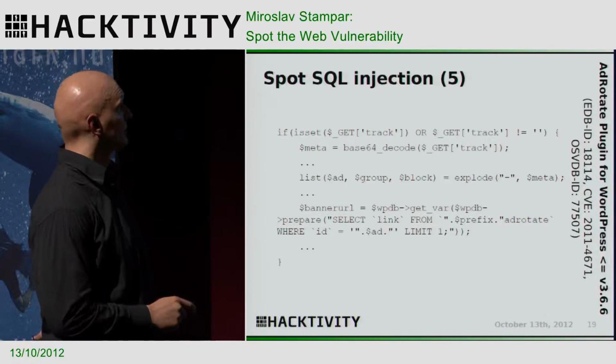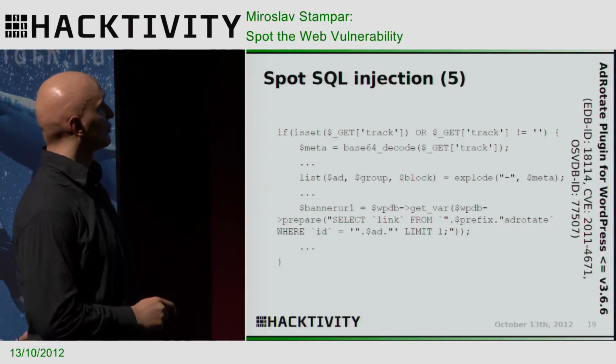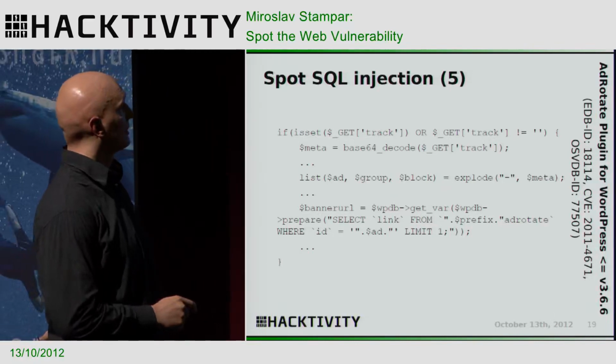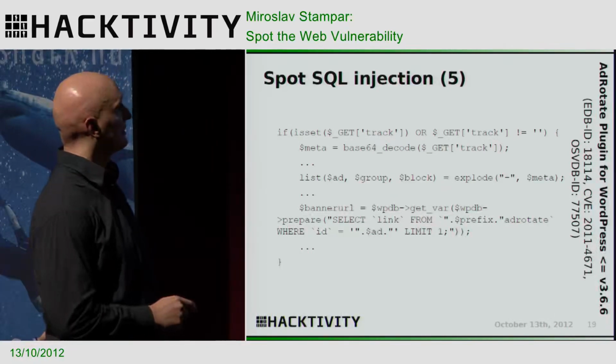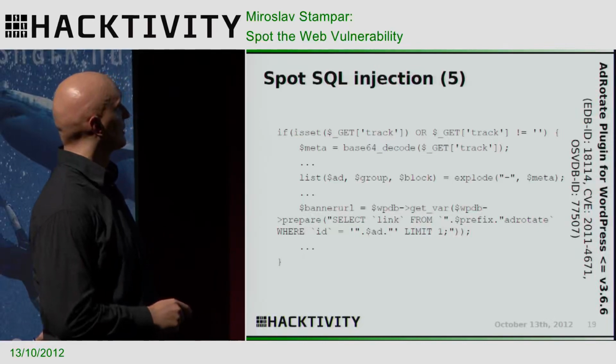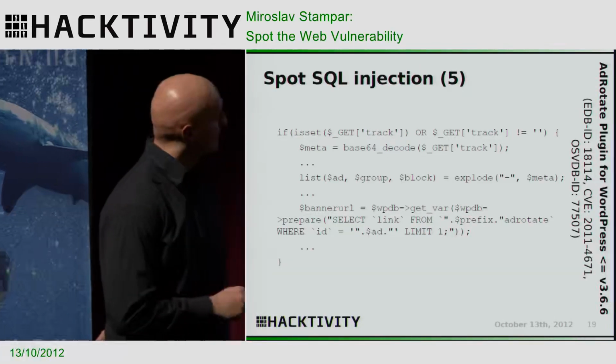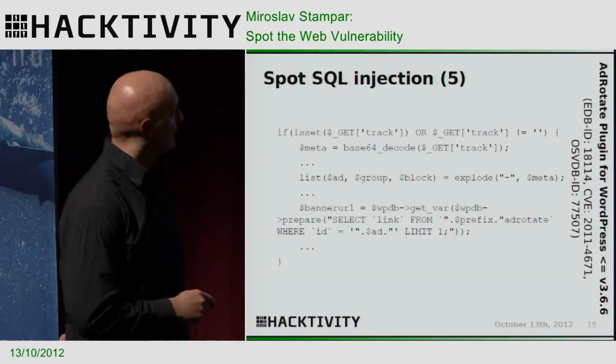It used some dashes to split add, group and block values inside the GET parameter value track. And afterwards it used just one part of that meta here.